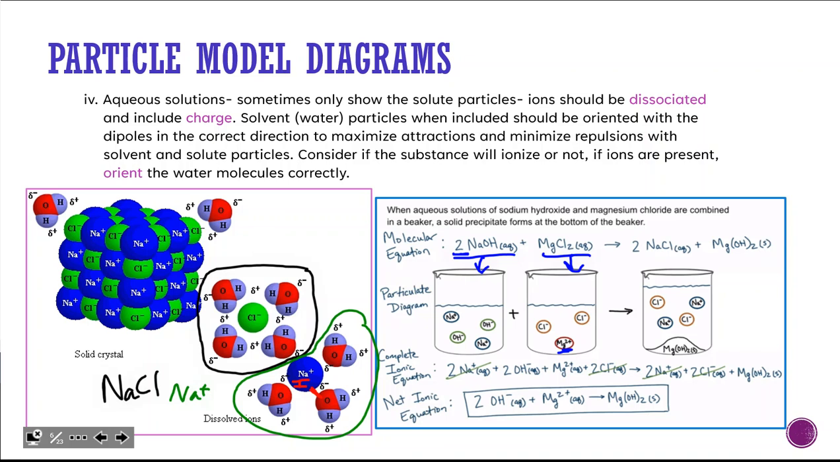Over here though, you see the NaCl stays aqueous. You see all of them still separated because they're spectator ions, but the magnesium hydroxide is all made at the bottom here, looking like a precipitate that has fallen to the bottom. Okay, and so you draw it kind of like that.